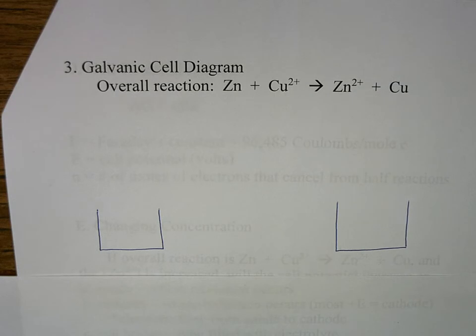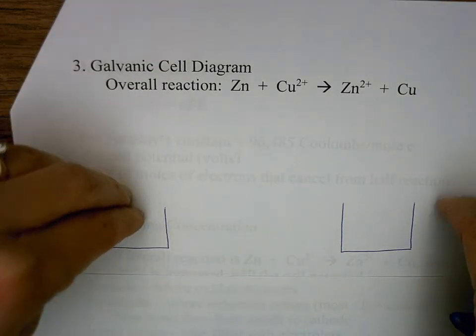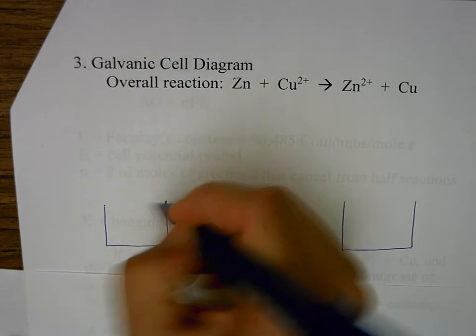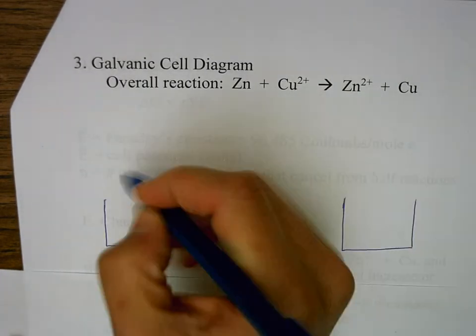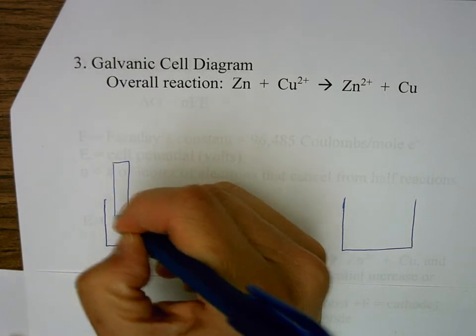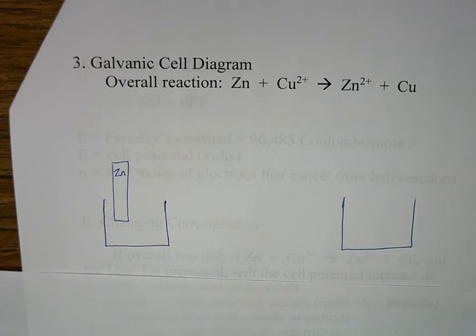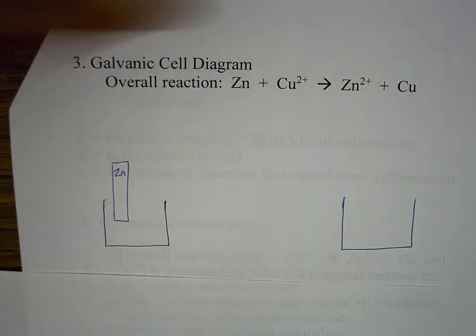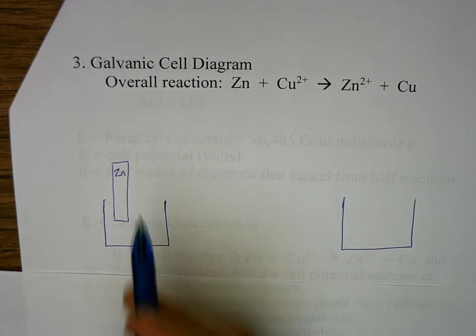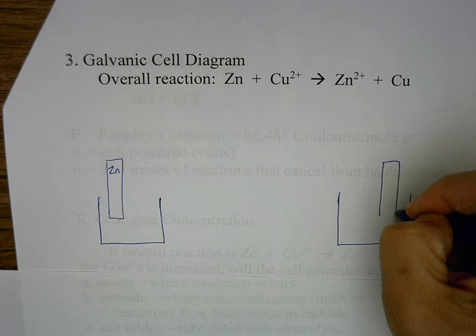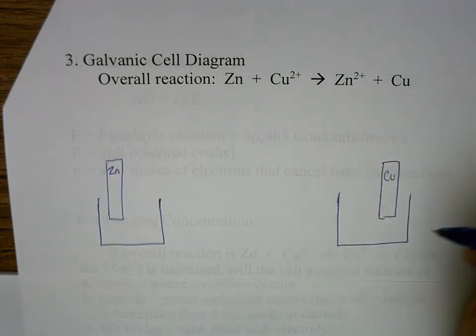And so if we were to separate this into two half reactions, the half reactions are split up into two parts of the cell, where you have one side being the oxidation side and one side being the reduction side. In this reaction, I've got zinc and copper. So on one side, I'm going to have an electrode, which is just a piece of solid metal that conducts electricity. So I've got one electrode that's made of zinc, and another electrode over here that's made of the other metal, which is copper.